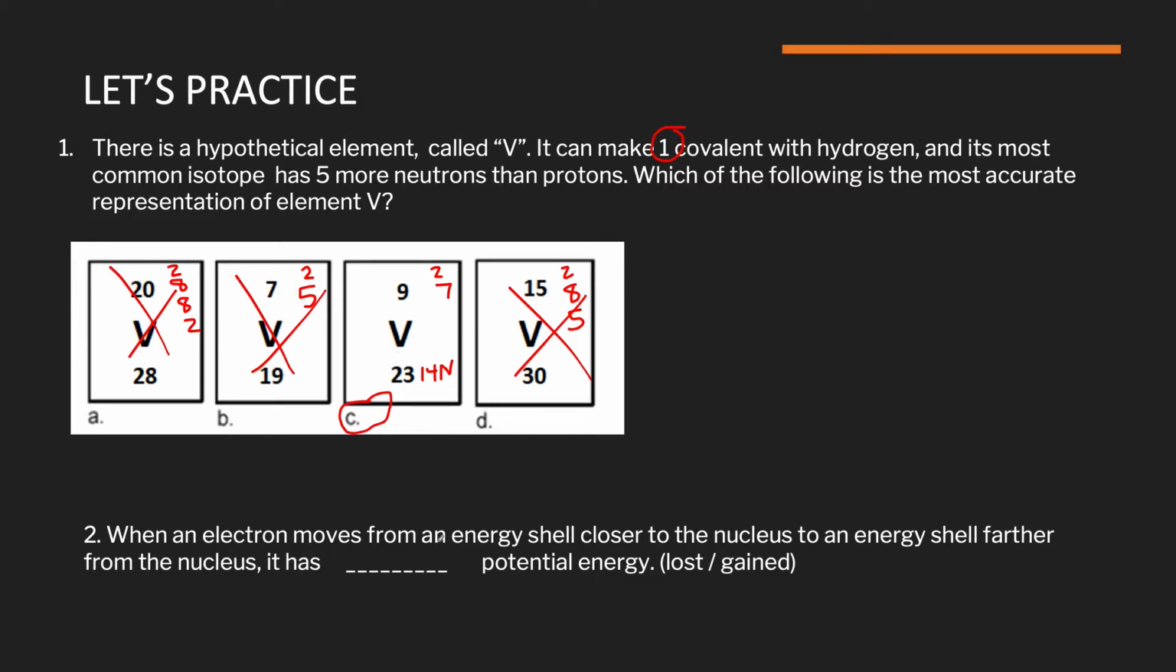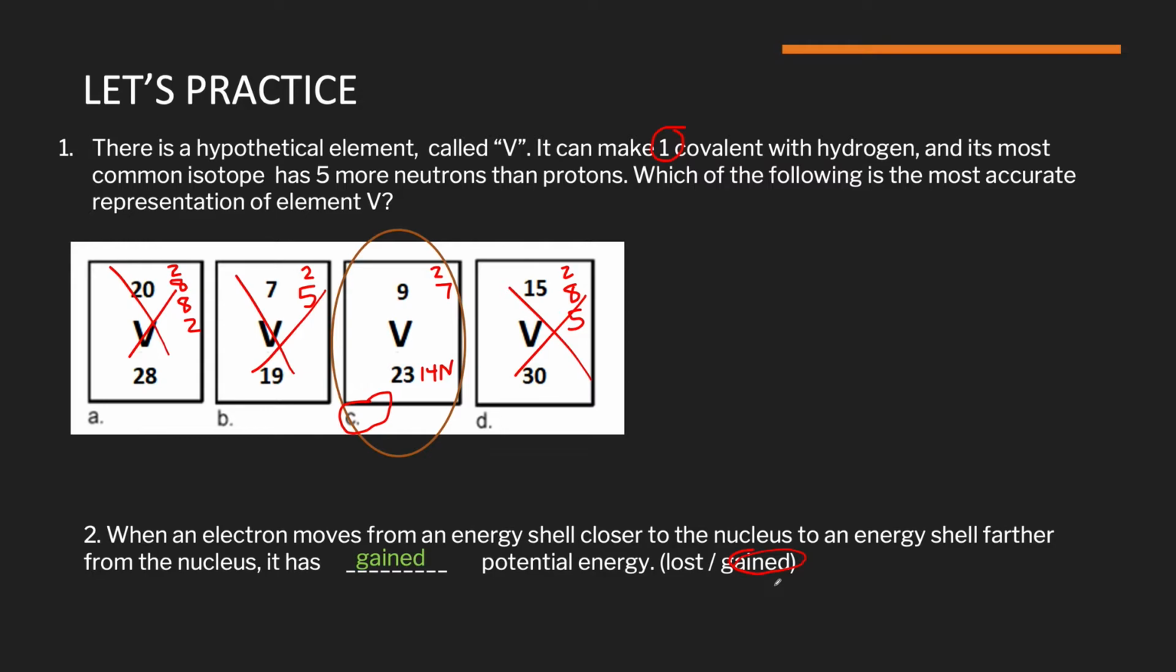Then this one says when an electron moves from an energy shell closer to the nucleus to an energy shell farther away from the nucleus, that would mean what? Has it gotten more potential energy or less potential energy? And hopefully you can see that it's going to gain. It's like a spring. If you pull it away from the nucleus, it wants to bounce back, which gives it extra potential energy.